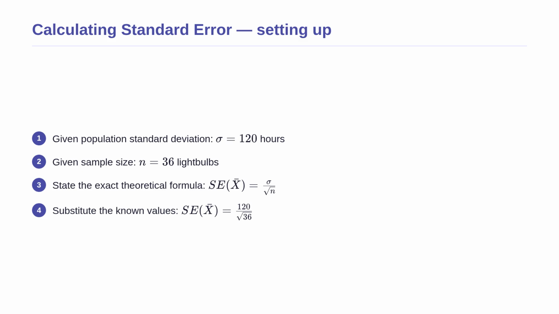Before we move on, let us see this with a concrete example. A factory produces light bulbs with a known population standard deviation of 120 hours. An inspector takes a random sample of 36 bulbs. What is the standard error of the sample mean? We are given the true population standard deviation and the sample size. Because the population spread is known, we use our exact theoretical formula. We place 120 in the numerator and the square root of 36 in the denominator. This sets up the arithmetic we need to solve.